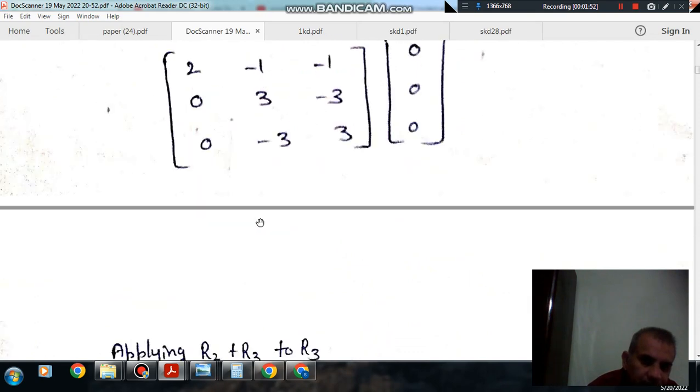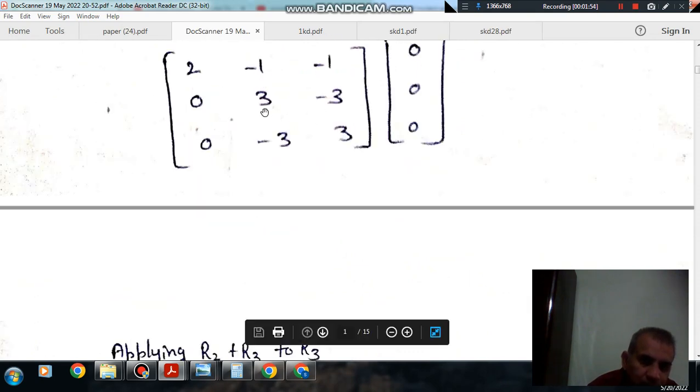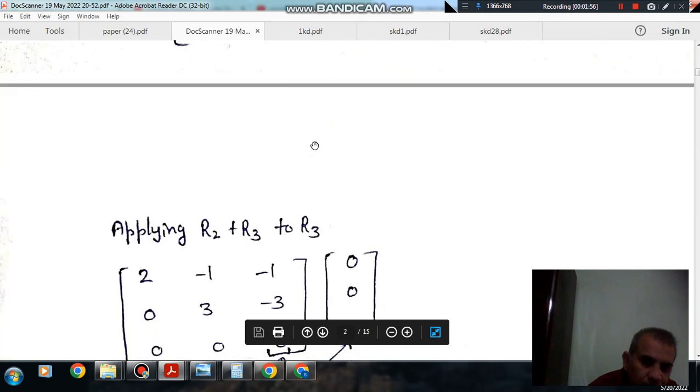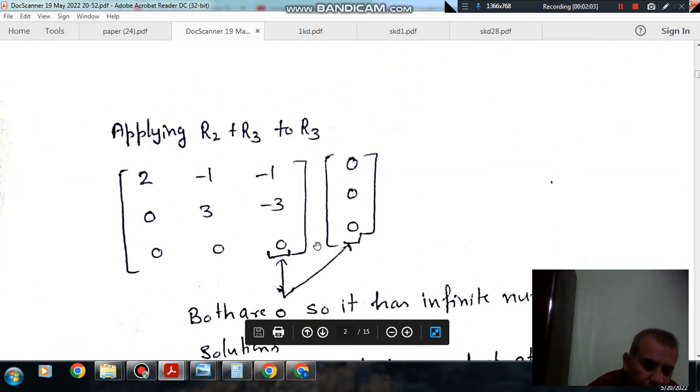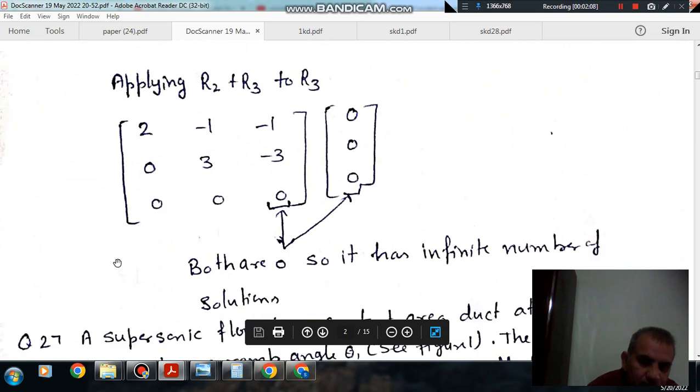Now applying the next operation, R2 plus R3 to R3. So now this row will become 0 and this row will be the same. So now we can see that the bottom row is 0 and each and every element of the augmented matrix is 0. So it means it has an infinite number of solutions.